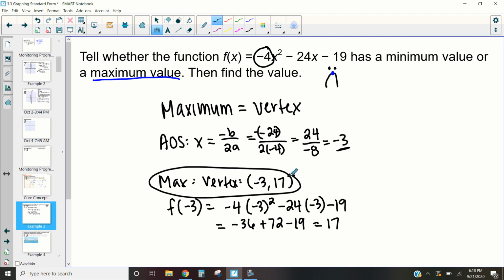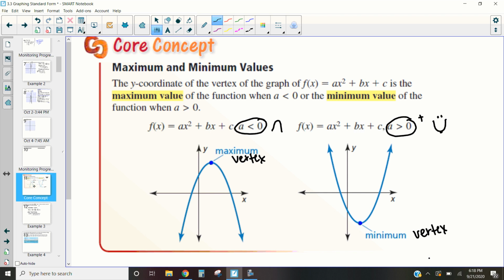So our maximum here is at negative 3, 17. And remember that maximum is just the same as our vertex. Again, if a is less than 0, if a is a negative number, we have a maximum, and that maximum is just our vertex. If a is a positive number, we have a minimum, and that minimum is just our vertex, and we calculate that vertex the same way we have been. And that is how we find the maximum and minimum value of a quadratic.